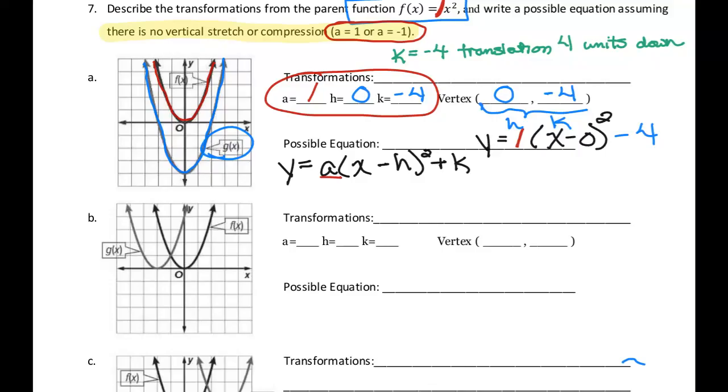I could simplify it a little bit because we wouldn't need the 1 in front. We also would say x minus 0 is just x. So we could say x squared minus 4, but I would take either one of these. Either one. Okay? Questions on that one?